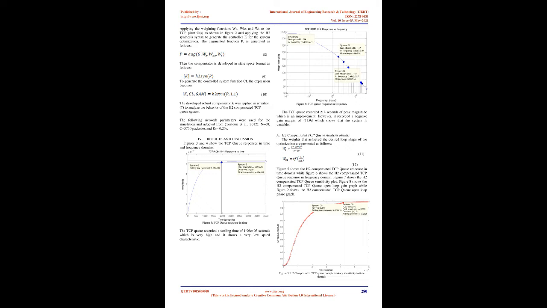AQM behavior is influenced by variations in main network parameters such as link capacity and number of TCP sessions. Generally, these parameters do not have static values, but in some conditions, it is possible to assume their variations negligible. Most AQM methods are designed for networks with limited parameter variations.